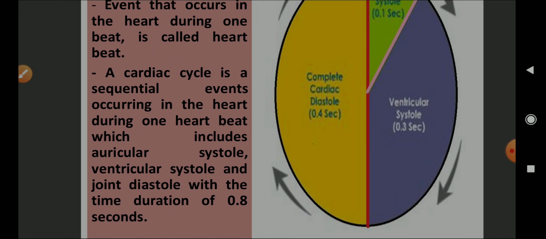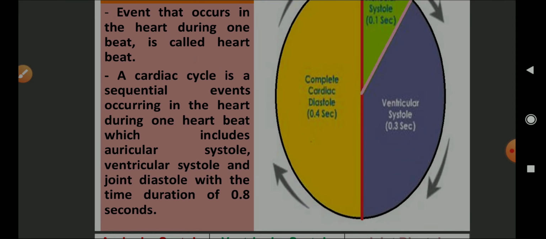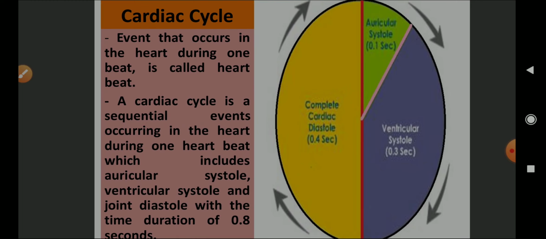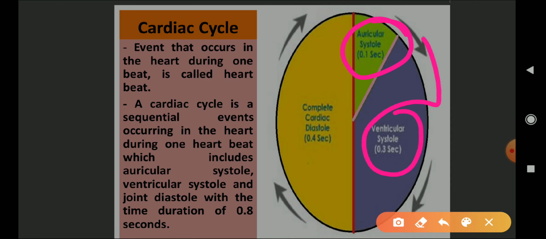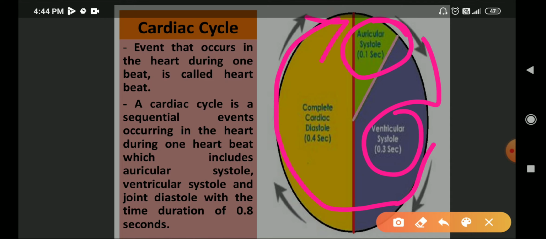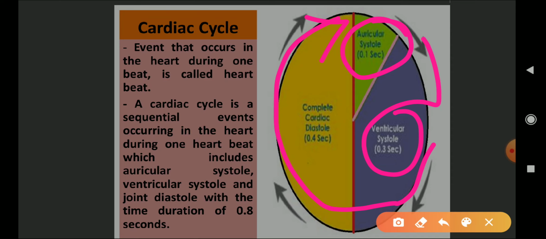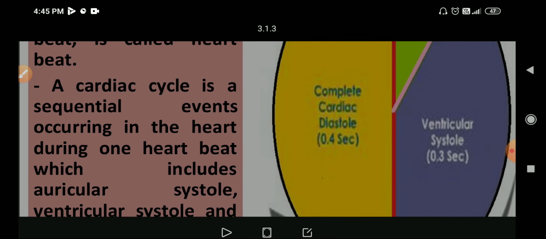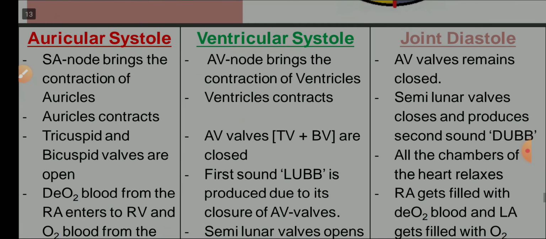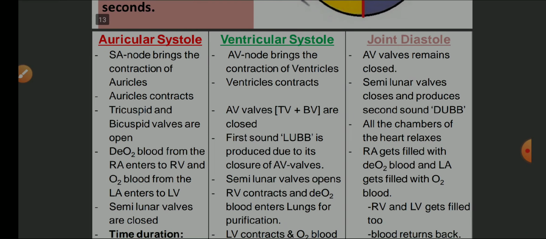Cardiac cycle is the sequential events occurring in the heart during one heartbeat, which includes auricular systole, ventricular systole and joint diastole with a time duration of 0.8 seconds. It starts with auricular systole, which is of very short duration, the contraction of auricles, followed by the contraction of ventricles, and then complete diastole, or the joint diastole, takes place. We'll see the events in the next slide.